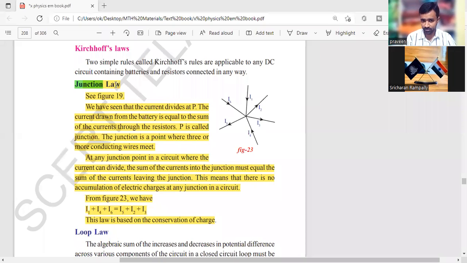Is it visible to you? So this is the information available in your textbook. So go beyond the textbook, try to gather some problems based on this junction law as we discussed.